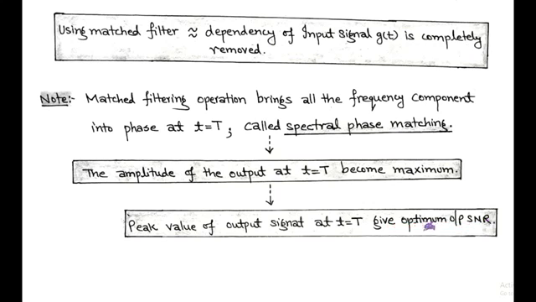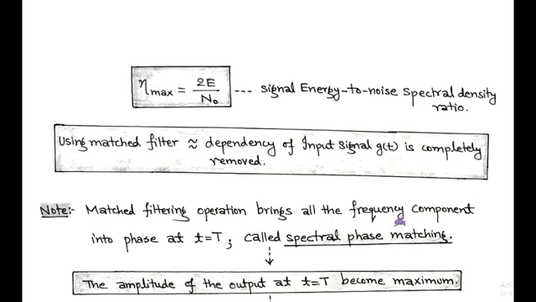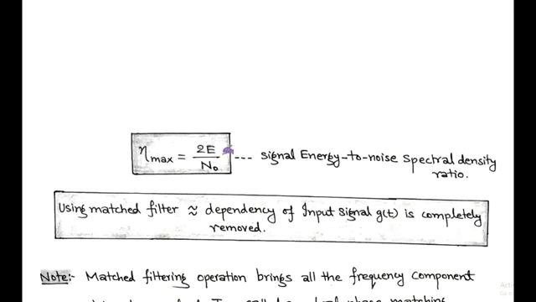So accordingly, the property of the matched filter is the optimum detection of baseband transmitted signal, and for this we take the peak pulse signal to noise ratio. And this peak pulse signal to noise ratio is simply the ratio of signal energy upon the power spectral density of white noise at the filter input.